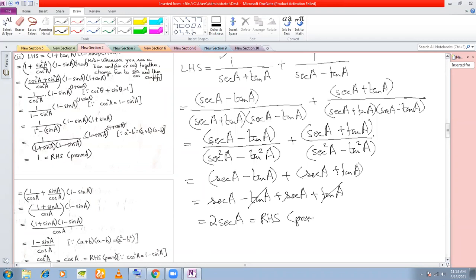Now you'll say, sir, why are you always moving from the left hand side to the right hand side? In most of the problems, you will see that the questions are framed in such a way that it is always easier to prove from the left hand side to the right hand side. Most of the problems, if you start from the left hand side, you can reach the right hand side very easily. Otherwise, even if you start from the right hand side and reach the left hand side, it's no problem. Okay.